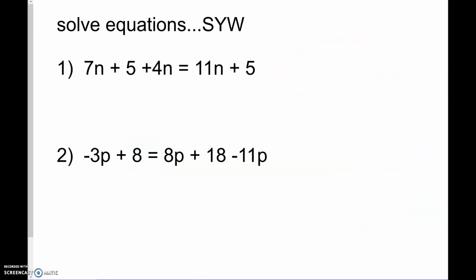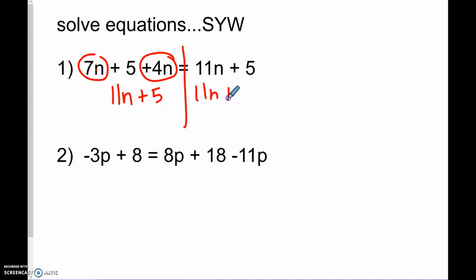Alrighty, so what do we have here? Again, it looks like we have 7n and 4n on the same side. So I get 11n plus 5. Oh, and over here this says 11n plus 5. So some of you know right now if the sides are exactly the same, that means that the answer is all real numbers.